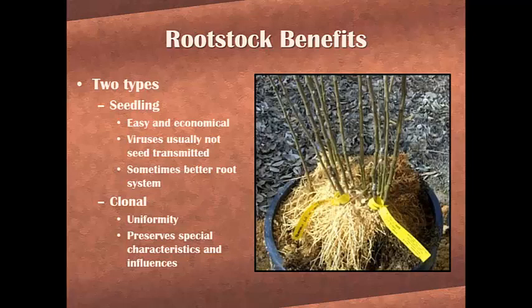There are also a few other characteristics that rootstocks can pass on. One of those is dwarfing. If you're trying to create a dwarf cultivar of a plant, a lot of times you can do that by grafting a regular plant onto a dwarf rootstock.